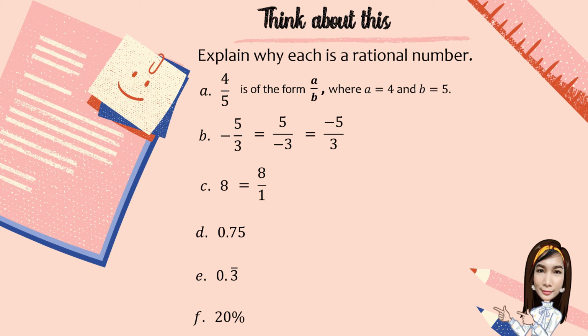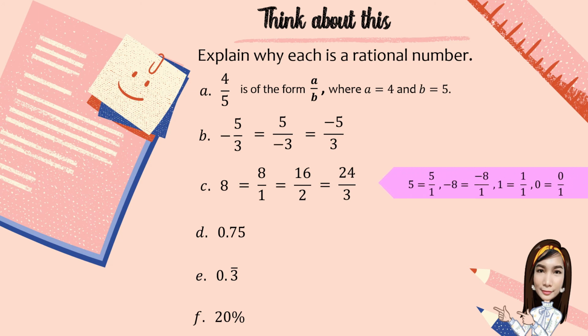Next, 8 is equal to 8 over 1. So if we have a whole number 8, it is understood the denominator is 1. And that is also equal to 16 over 2. Because if you are going to divide 16 divided by 2, that is equal to 8. And also equal to 24 divided by 3, which is also 8.